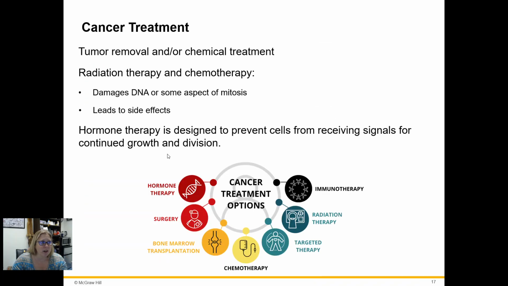Now, proper screening, right? Tumor removal, chemical treatment, a very easy way to treat cancers. If we catch things early enough, a lot of cancers are very treatable now, and that's why regular screenings are very important. Now, the way that we generally treat cancer is radiation therapy and chemotherapy. What's really interesting about these is that they damage the DNA or some aspect of mitosis, which can lead to side effects. But what it's trying to do is interrupt that cell cycle. It's trying to interrupt that growth process, okay?